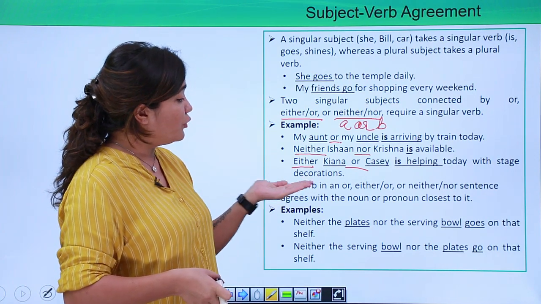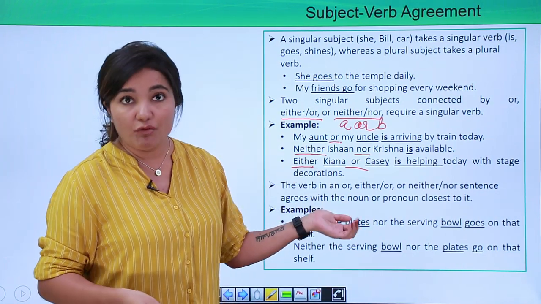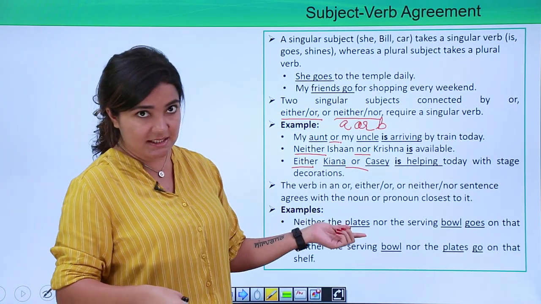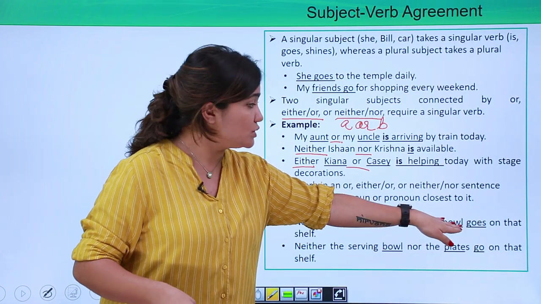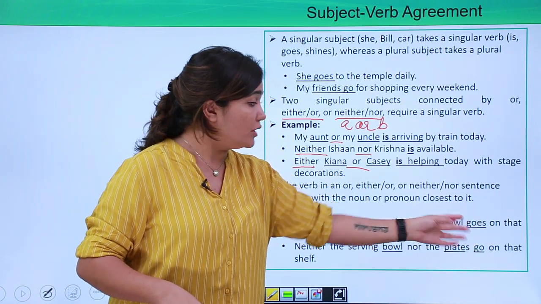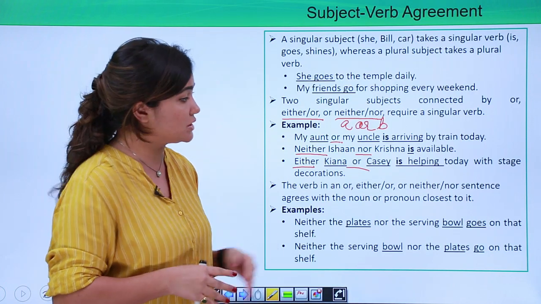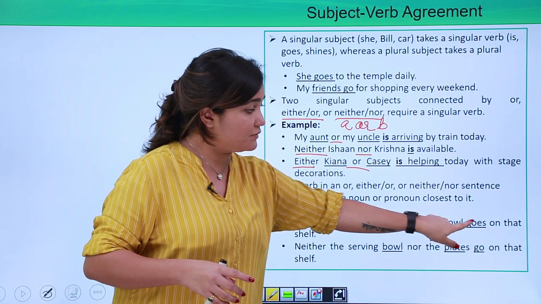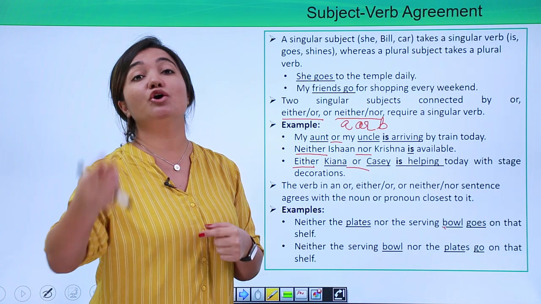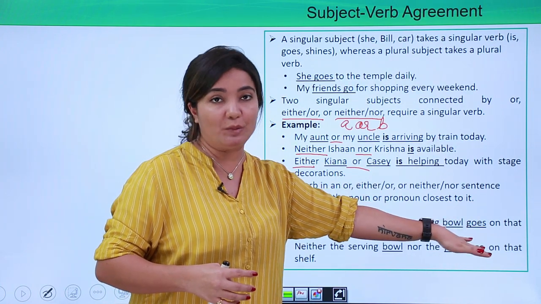It says that with either or, neither nor, or, the verb agrees with the noun or pronoun closest to it. See the example: neither the plates nor the serving bowl goes on that shelf. So here, this verb which was used, right? Now the subject which is closer to the verb is what will govern the rule that you're going to use here. The subject very close to the verb is bowl, right? And bowl is a singular subject, so it will govern the rule, which means it will always be followed by a singular verb.